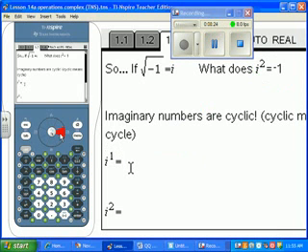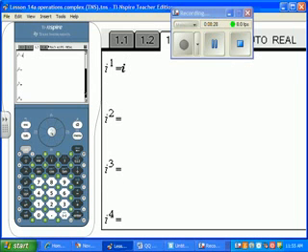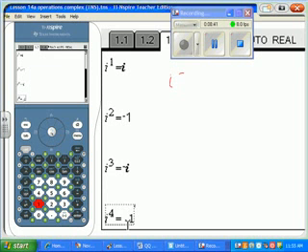Okay, so what'd you get for i to the first power? i. Good. What'd you get for i squared? You should know that by heart. What'd you get for i cubed? Negative i. And what did you get for i to the fourth? 1. Good. Now, i to the fifth? i. i to the sixth? Negative 1. i to the seventh? Negative i. i to the eighth? 1. You see a pattern?